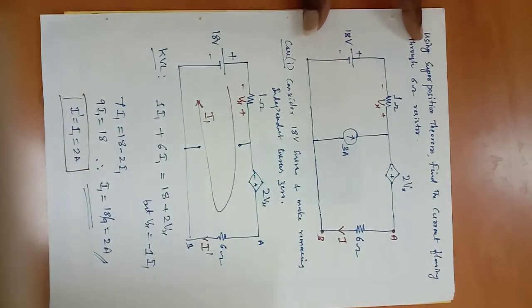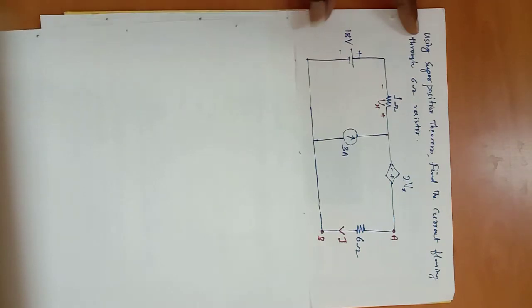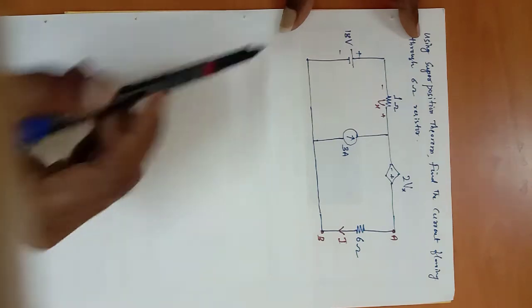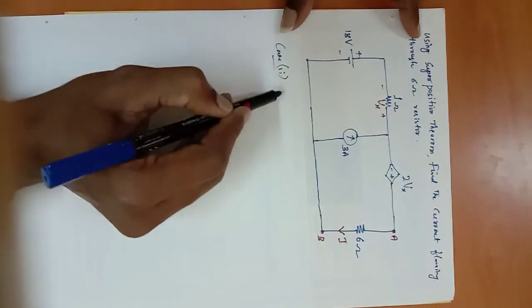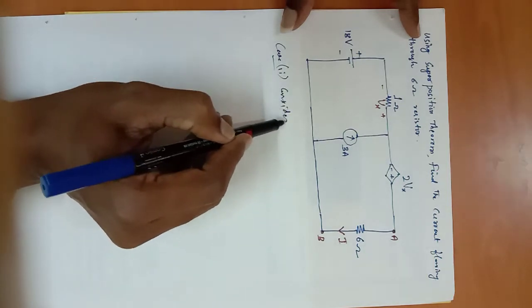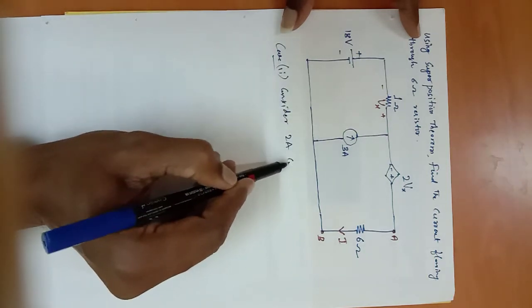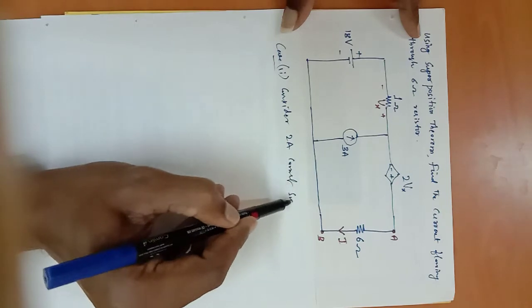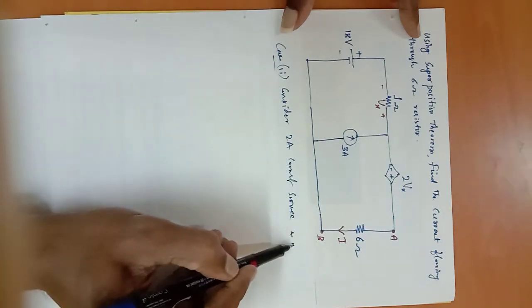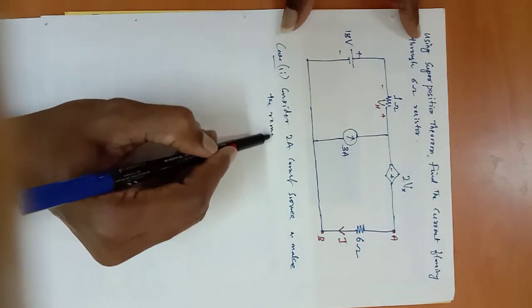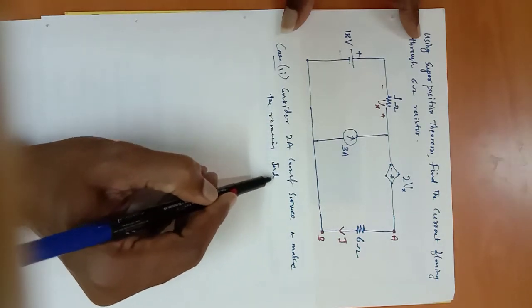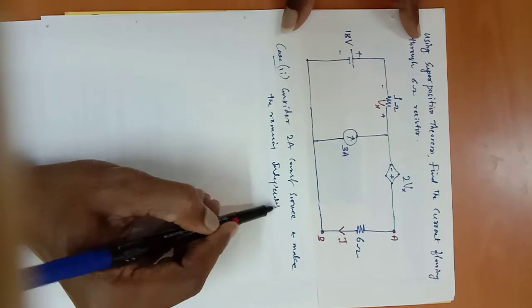Now let us go for case 2. What is case 2? I am going to consider the 2 ampere current source and make the remaining independent sources 0.